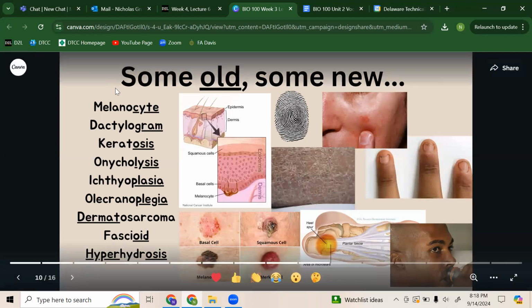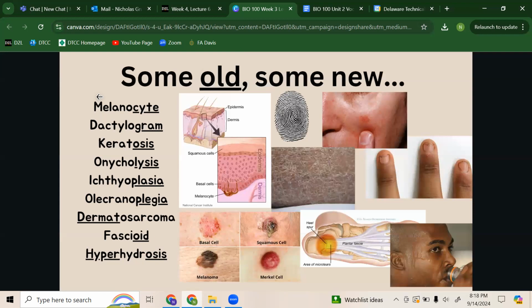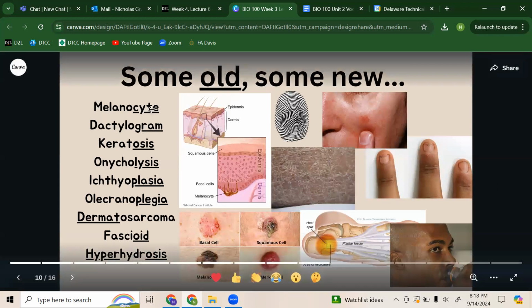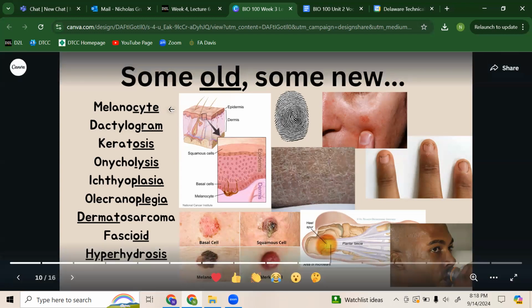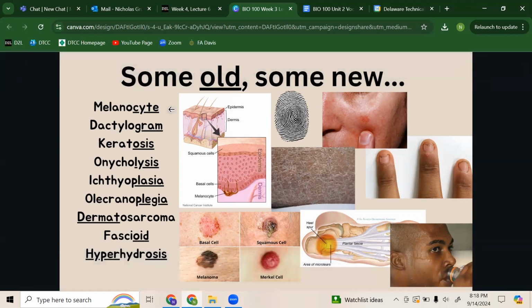Okay, melanocyte. So melano is our combining form for melanin. So a melanocyte is going to be a melanin-producing cell, a cell that produces melanin. Dactylogram, a gram means a recording or an image. So dactyl is our word root for finger or digit. And so a dactylogram is going to be a fingerprint, an image of a finger.